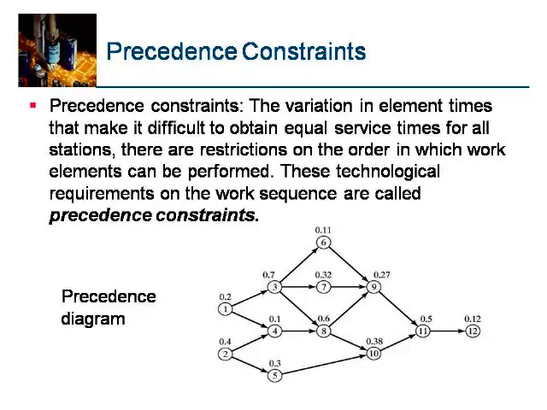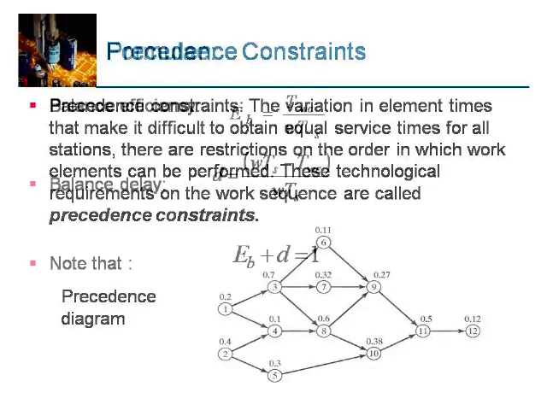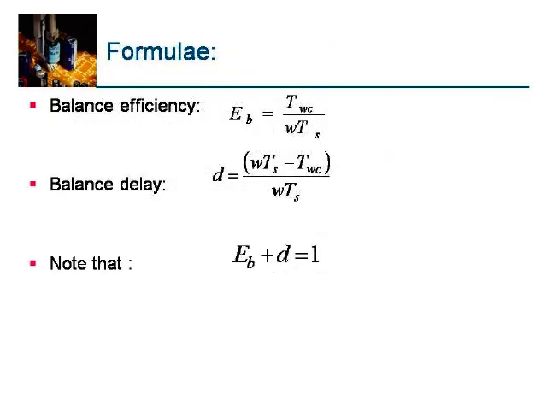You can see a typical precedence diagram here. Elements 3 and 4 can be done only after 1. This is called a precedence relation. Element 9 can be done only after 6, 7, 8, which in turn can be done only after 3. Elements 3 and 4 can be done only after 1 and 2. This is how the precedence constraints must be followed.